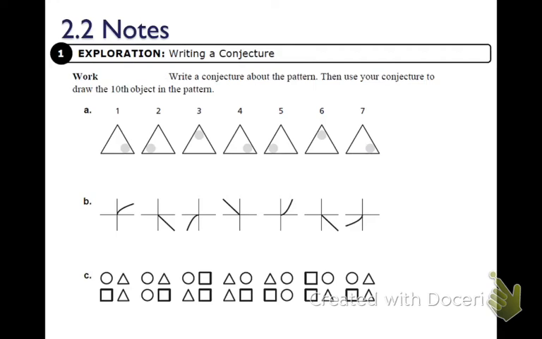Before we do, you've actually heard of one. You have this on the top of 2.2. You're being asked to write a conjecture about the pattern. Basically a conjecture, and we'll talk about it in 2 seconds, you would describe the pattern. We're going to skip this part seeing as you haven't learned the word conjecture. But we're going to use it to draw the 10th object in the pattern, just like the directions say.